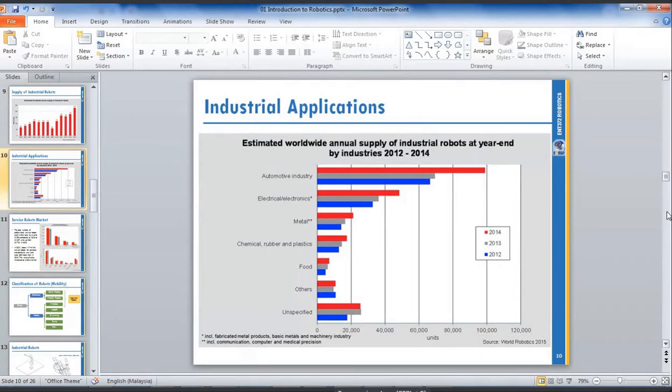So this is the estimated worldwide annual supply of industrial robots at year end by industry, 2012 to 2014. So which industry is using a lot of robots? It's the automotive industry. Why? Because in automotive, you need very high precision and high repeatability.